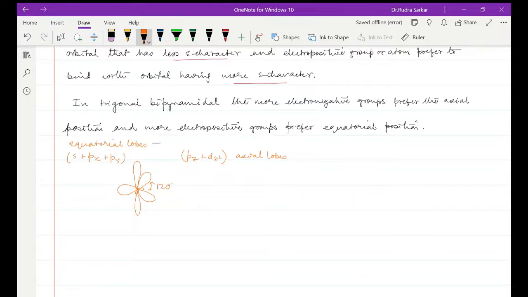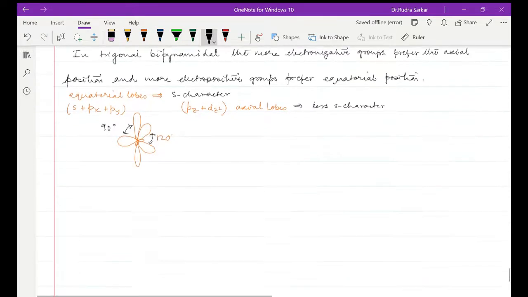So in other words, the equatorial lobes have more s character and the axial lobes have less s character. That is what we can say. Again, the angle between the equatorial and the axial lobe is going to be 90. So one can say the more the angle between the lobes, the more is the s character.